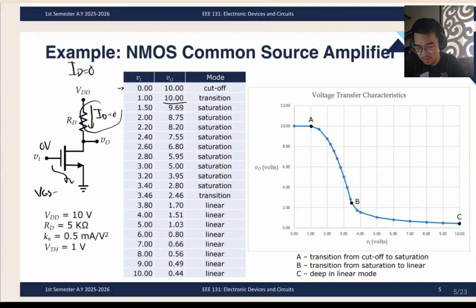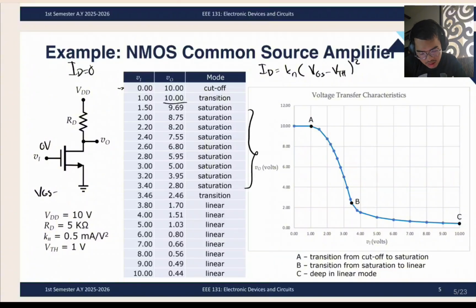The reason for that is the current here is still small. That's why you will be expecting the voltage across your DS junction to be large enough. Remember, if our VDS is large enough, then that causes pinch-off, where you're expecting that you are in the saturation state. In saturation, the amplifier follows the equation ID equals the transconductance times (VGS minus VTH) squared. So this is for saturation.